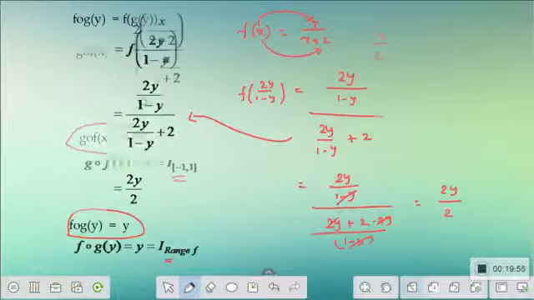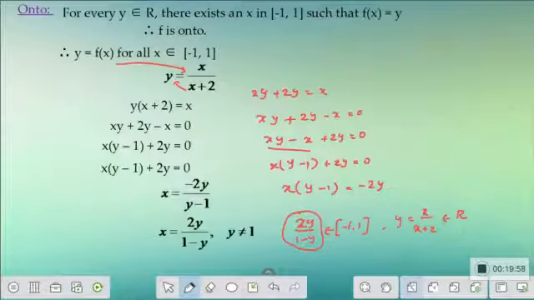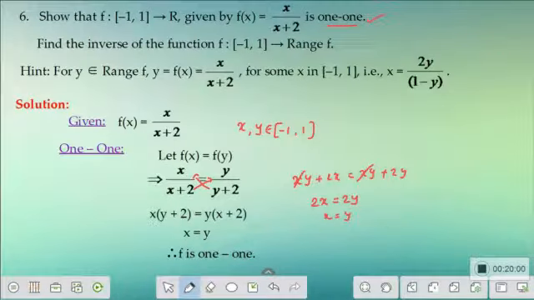Let me go back to the question and have a look at it once again. Show that the function f from minus 1 to 1 to the set of real numbers given by f of x is x by x plus 2 is 1 to 1. Find the inverse of the function where f is from minus 1 to 1 to range f. So we have proved f is 1 to 1, for which we assumed f of x and f of y are equal, and we got x is equal to y. With that we have proved f is 1 to 1, and we also proved that f is onto.